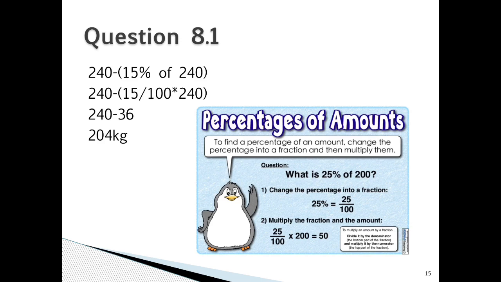To multiply an amount by a fraction, divide it by the denominator, the bottom part of the fraction, and multiply it by the numerator, the top part of the fraction. So question 8.1: 240 minus in brackets 15% of 240 is equal to 240 minus in brackets 15 over 100 times 240, which is equal to 240 minus 36, and your final answer is 204 kgs.